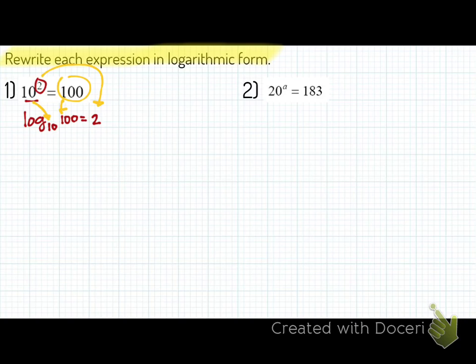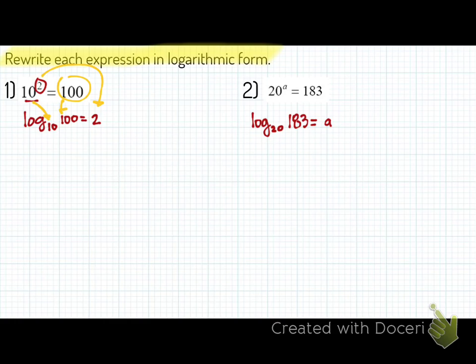Okay, number 2, we have 20 to the a power is equal to 183. The first thing we've got to do is write it as a log, so we start with log. Then we have a base of 20, so we put 20 down here. Bring down the number 183 is equal to a. And that's it.